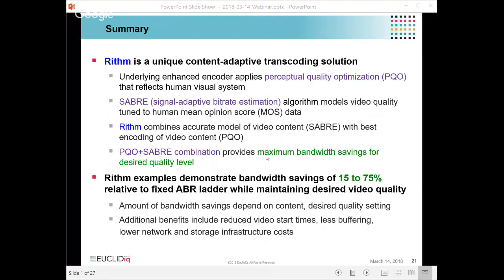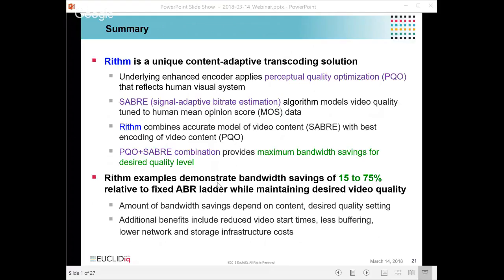I would also point out that in straight encoding comparisons at fixed bit rates, our PQO enhanced encoder can also provide visibly better quality than standard encoders. So the Rithm solution provides either bandwidth savings while maintaining quality in quality constrained settings, or quality improvements while maintaining bandwidth in bandwidth constrained environments.